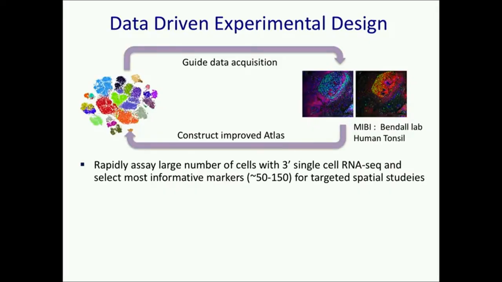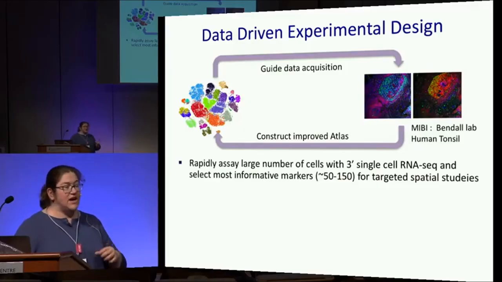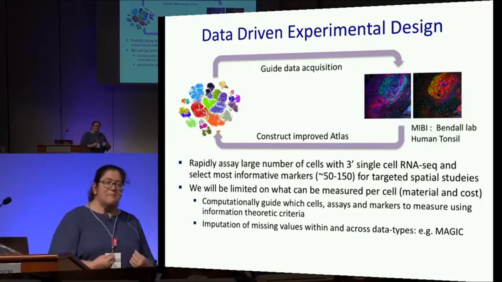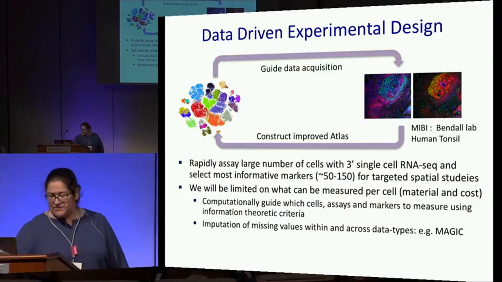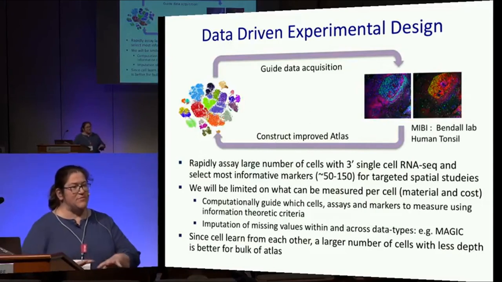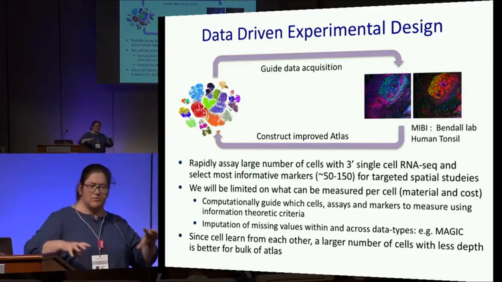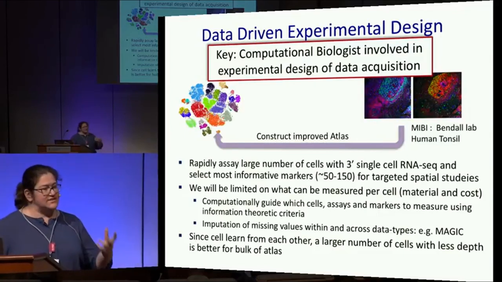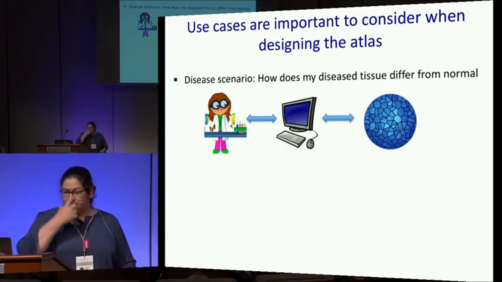And this really brings us to the fact that we, as computational scientists, are going to have to map these things and iteratively decide the experiments. We're going to have to decide what are the best markers to map in the spatial resolution, because right now it is limited to 50, 100, 300 markers. We're going to have to decide what are the assays, the cell types that we're going to do to maximize our information, imputing potentially missing values. And I really believe that more cells and less depth will be the foundation of the atlas, particularly because you have so much information to learn across cells. And critically, the computational biologists should work hand in hand with the experimental biologists in designing the data acquisition.